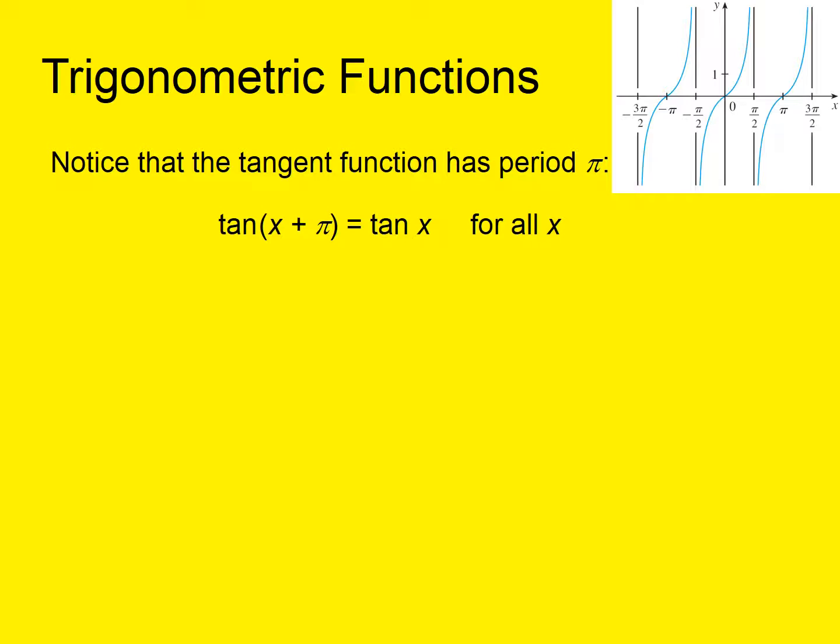Notice that the tangent function has period pi. The tan of x plus pi is the same as tan x, no matter what x is, so you're going to get the same output. And of course, you can see that period. You can just see that graph repeating itself over and over, and all of those intervals have length pi. If you go from negative pi over 2 to positive pi over 2, that's a length of pi.